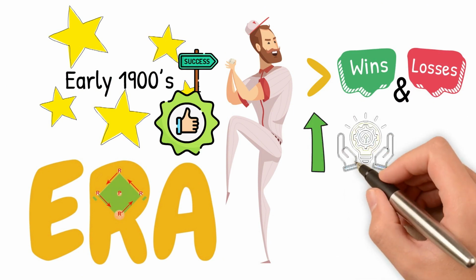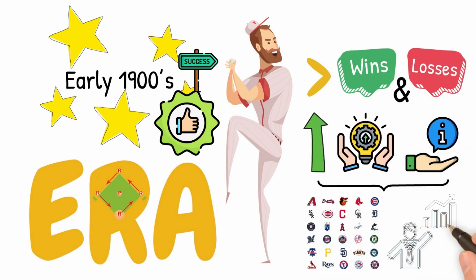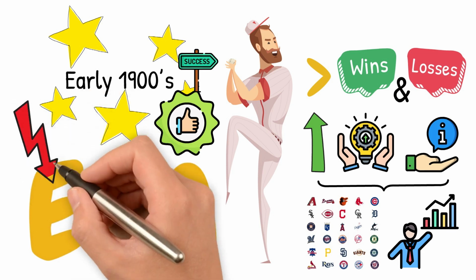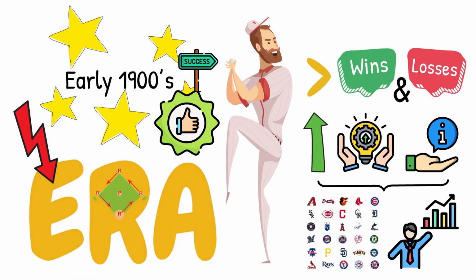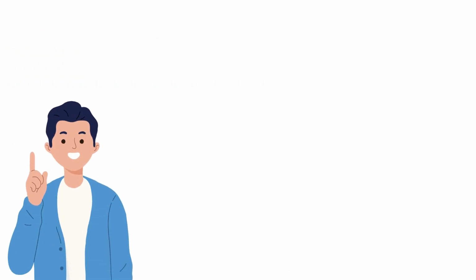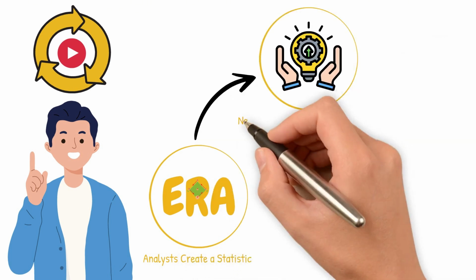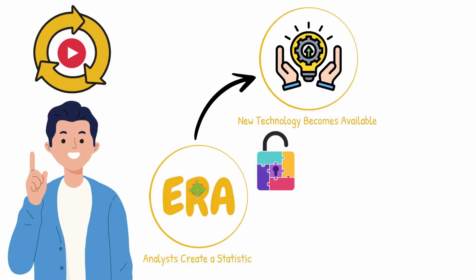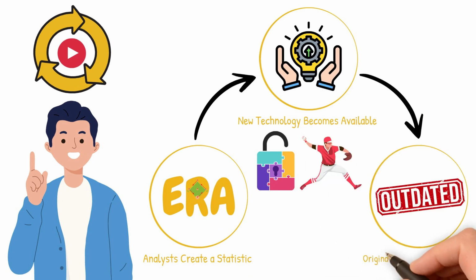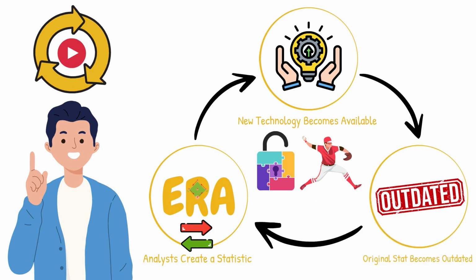And as more technology or information becomes available to teams or statisticians, the stats that we relied on for generations become outdated. We go through several iterations of this same cycle throughout the video today. An analyst creates a statistic, new technology becomes available, unlocking better ways to analyze a pitcher's abilities, and then the original stat becomes outdated and replaced with a new statistic. And that cycle then begins again.